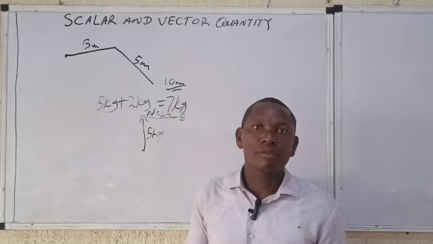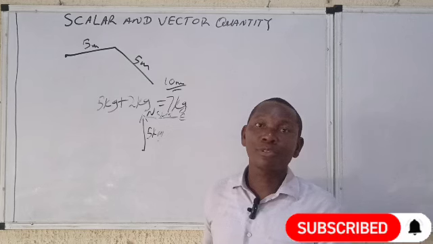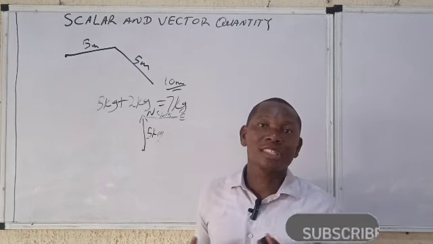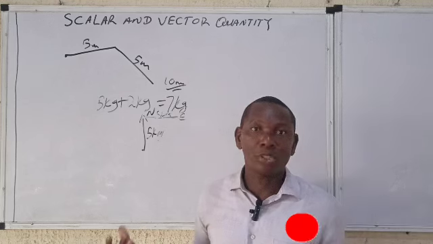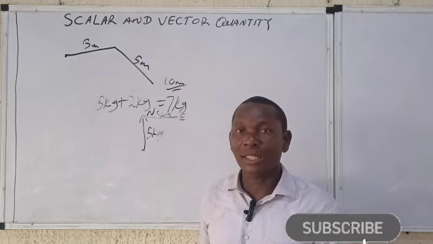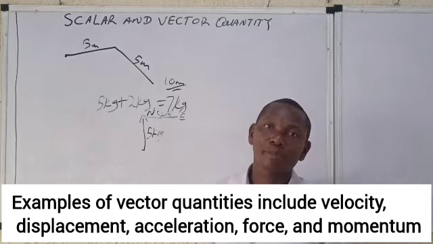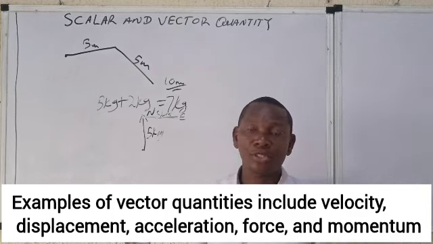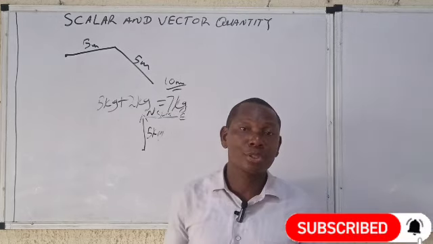So take note, vector quantities are those that have both magnitude and direction. And one of the key features is that in carrying out mathematical operations, you must follow vector algebraic rules to do that. Take note of that. Examples of vector quantities I've mentioned earlier, they are so numerous. Speed is not part, please take note. Velocity is part, displacement is part, acceleration, and all that.